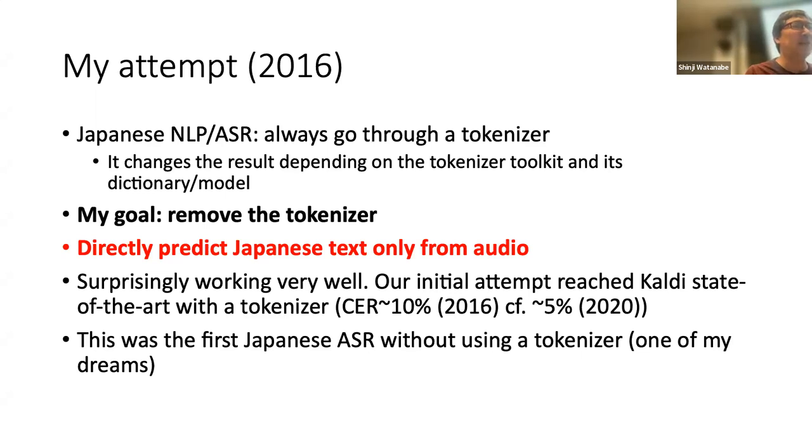My initial attempt in 2016 on a database called the Corpus of Spontaneous Japanese got 10%. Now, with a lot of effort, like SpecAugment and Transformer, it goes to 5% or less. End-to-end works quite well on this problem without using the tokenizer. And probably I am the first person to perform speech recognition in Japanese without a tokenizer. This is again one of my dreams. I thought this could not be solved in my entire research life, but in just my middle research career, I solved one of my research dreams.